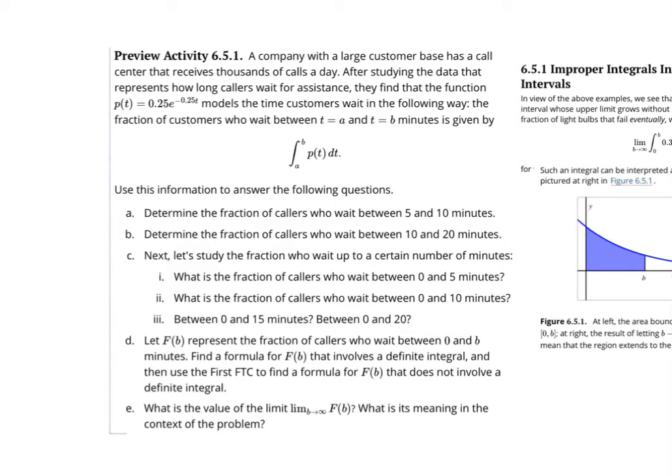In other words, calculate the integral. Once you've calculated that integral, you should have an expression in terms of b. And the last part is, what if you took the limit as b goes to infinity of F of B? So just calculate that limit, but then there's more. What is its meaning in the context of the problem? What does it mean to let b go to infinity?